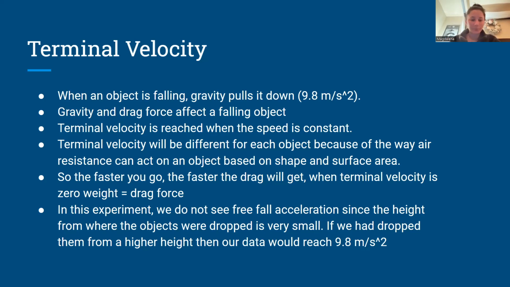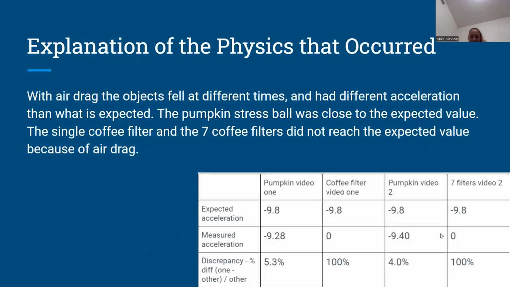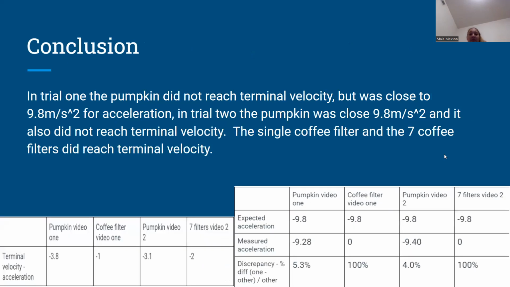In this experiment, we do not see free fall acceleration since the height from which the objects were dropped is very small. If we had dropped them from a higher height, then our data would have reached 9.8 meters per second squared. With air drag, the objects fell at different times and had different accelerations than expected. The pumpkin stress ball was close to the expected value. The single coffee filter and the 7 coffee filters did not reach the expected values because of the drag force.